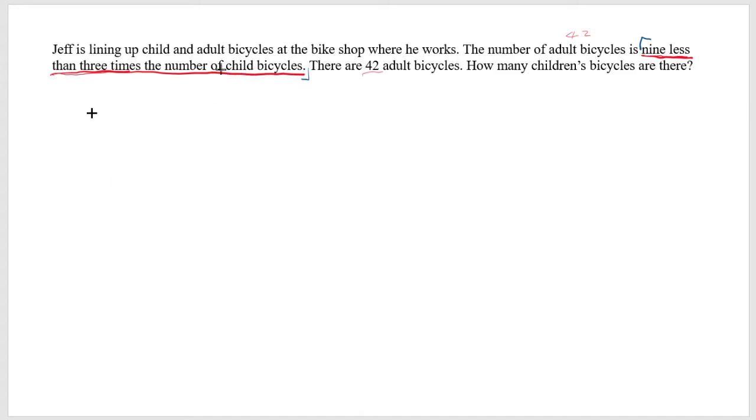So let's just say the number of child bicycles is 10. Here's a question you can ask: if the number of child bicycles is 10, then how many adult bicycles?